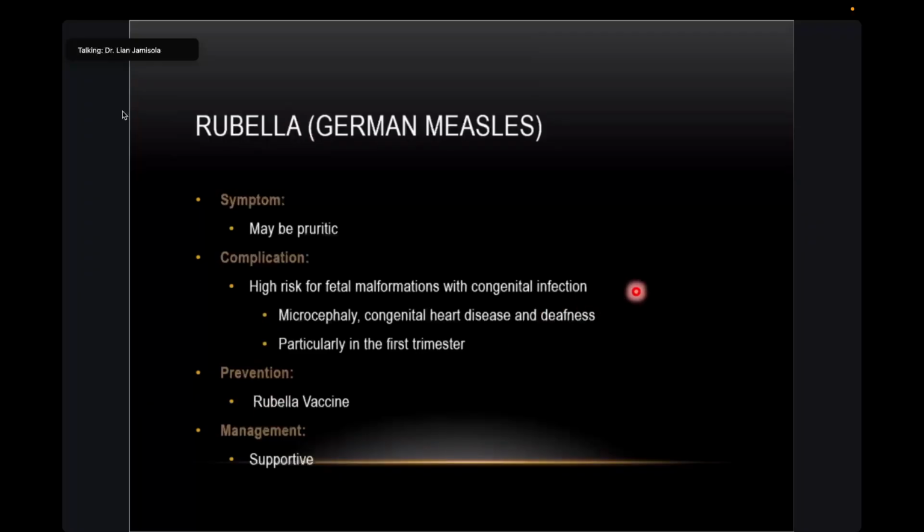If your pregnant patient gets German measles, it's high risk for fetal malformation like microcephaly, congenital heart disease, and deafness, particularly if they get the infection in the first trimester. Okay. There's also a rubella vaccine, German measles vaccine, and management is supportive.